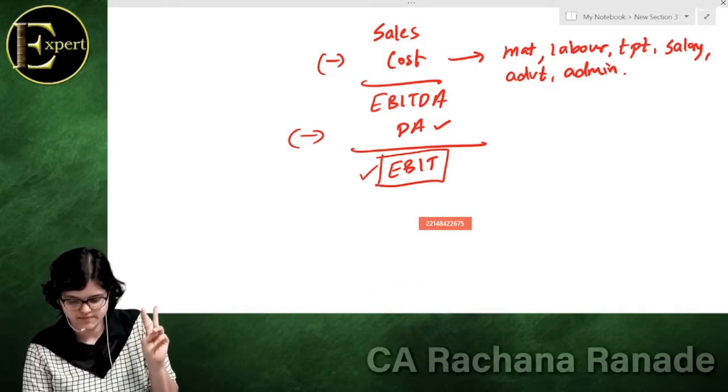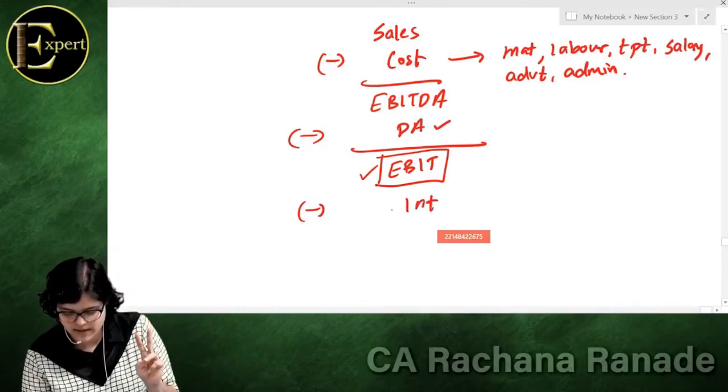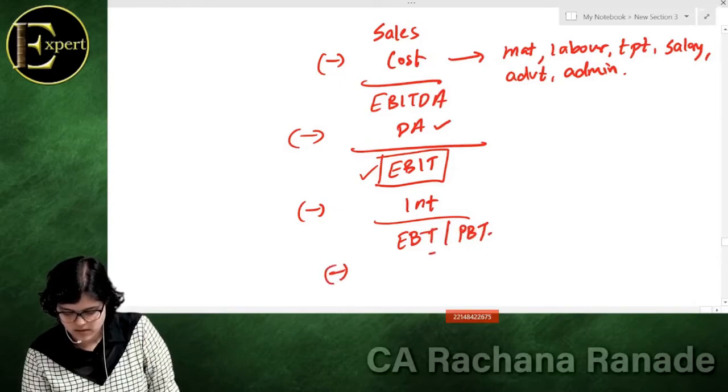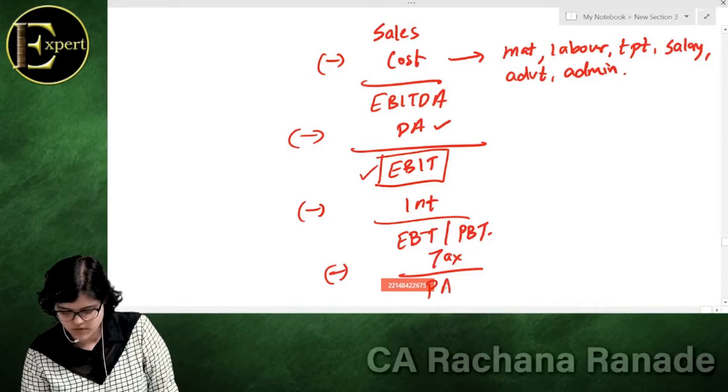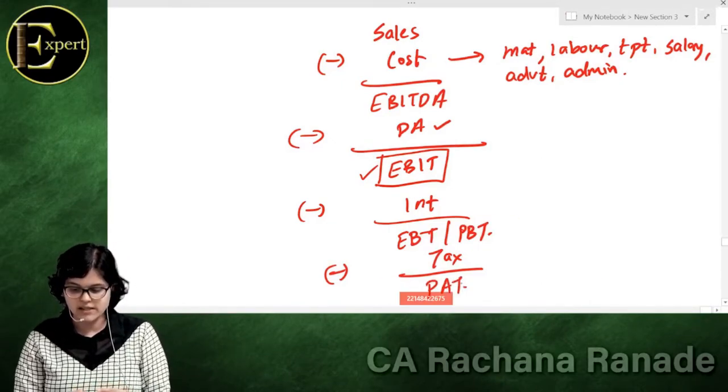Now please understand, from here I am deducting only two points. Which two points? Number one, interest. What am I left with? Earning before tax, also known as profit before tax. And then what do I deduct? Tax. And what am I left with? Profit after tax. Okay till here. Now why am I calling that operating profit?